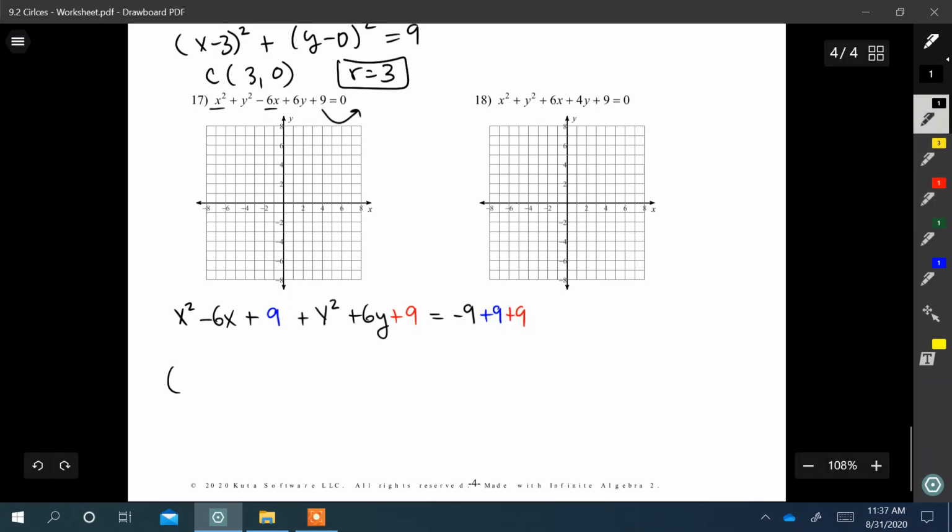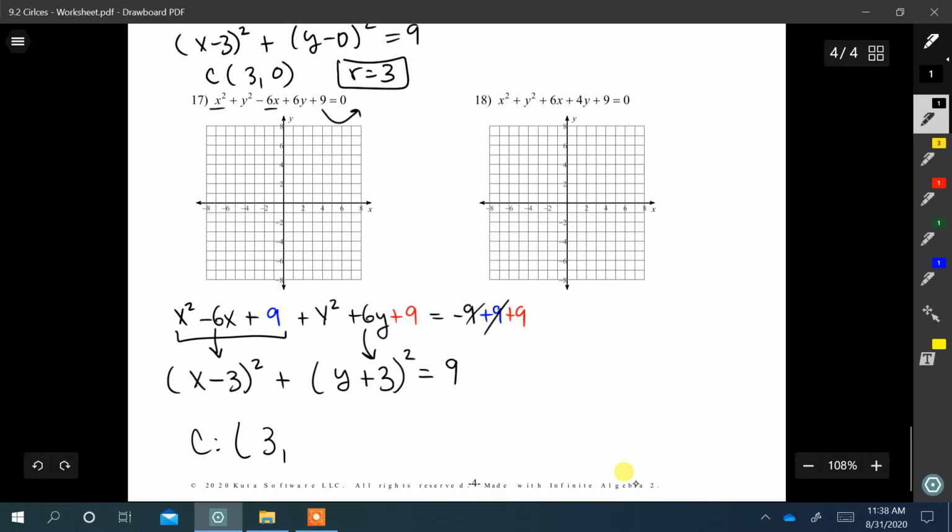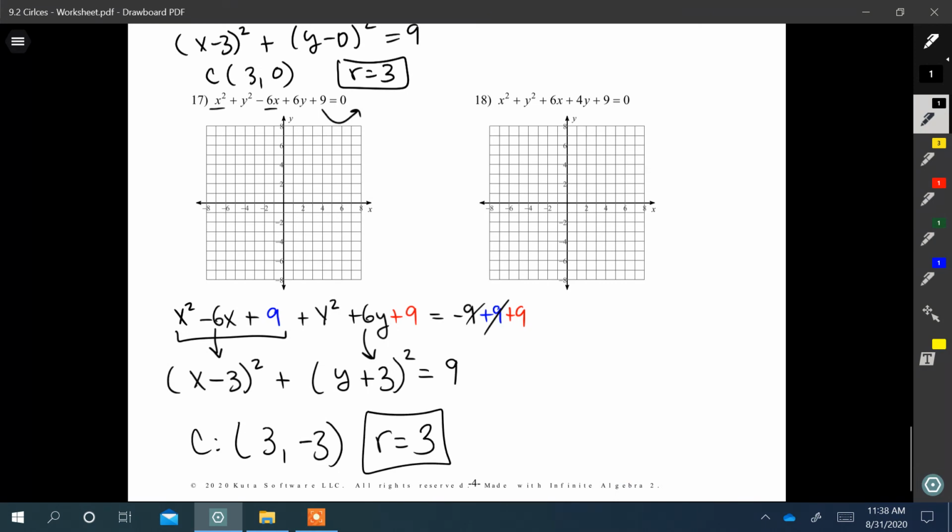So now let's factor this. This will be x minus 3 squared. Remember, we always divide that -6, and that's how we get that -3 right there. And then y plus 3 actually this time, because we have a +6 right there, is equal to, well, this and this cancel, so we get a 9 right there. That means that the center is always the opposite. We have +3 and then -3, and the radius is going to be the square root of 9, which is 3. Alright, so the center is 3 and -3.